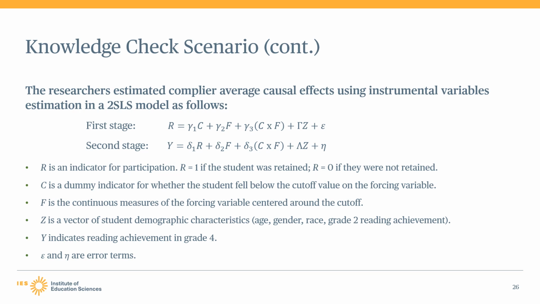In the second stage, the researchers are estimating students' reading achievement in fourth grade, the outcome of interest. In the second stage, you can see that the equation is the same except that instead of C, a dummy indicator for whether the student fell below the cutoff value of the forcing variable, and R, for whether the student was retained in fourth grade, we have F, the continuous measure of the forcing variable, the interaction of F and the cutoff to allow for differential slopes, and Z, the vector of student characteristics, and finally an error term.